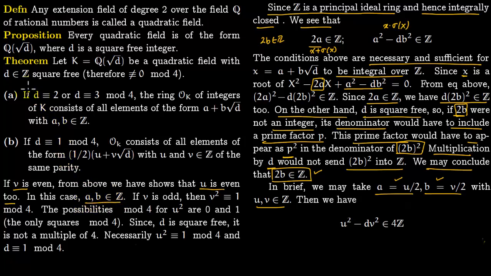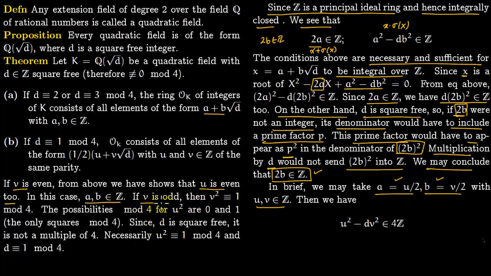In fact, this is true for both a and b. If d is 2 or 3, a and b are integers, and d is 1, but now we are saying u and v are of the same parity, that means both of them are even, and then you can divide by 2, you will again get integers here. So the only thing left to consider is that if u and v are odd, then we get something like this, you have to divide by 2.